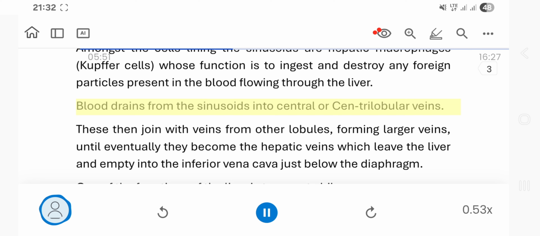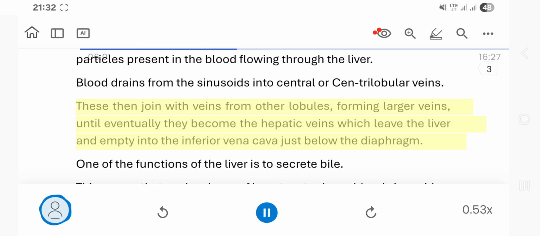Blood drains from the sinusoids into central or centrolobular veins. These then join with veins from other lobules, forming larger veins, until eventually they become the hepatic veins which leave the liver and empty into the inferior vena cava just below the diaphragm.